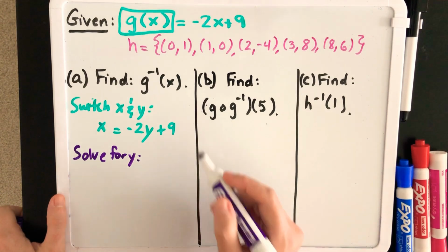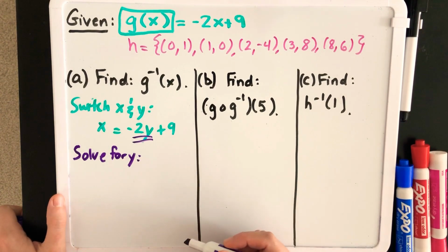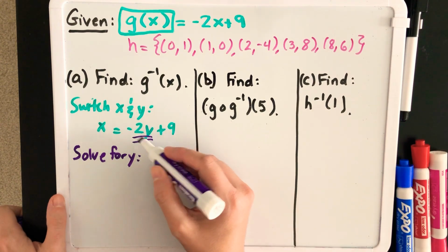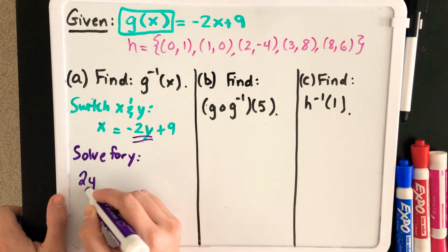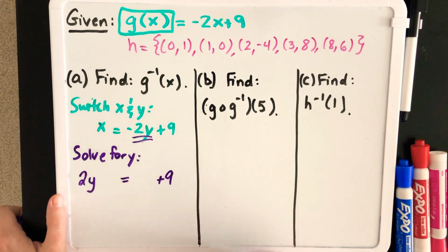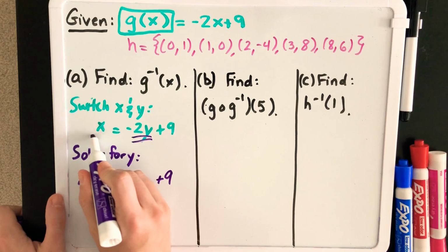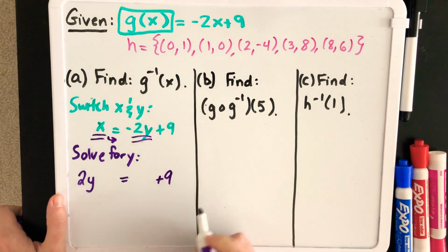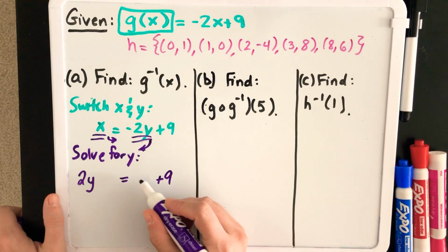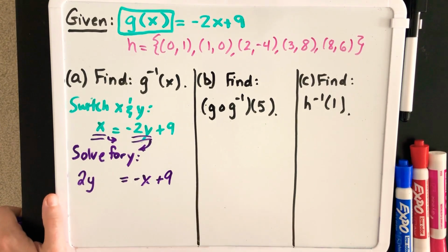So to solve for y now, I need to get negative 2y by itself. So I could do that a couple of ways. One easy way is to add 2y to both sides. So I'd have positive 2y on the left. I still have this plus 9 on the right. But couldn't I also move this x to the other side by changing its sign? So I'm moving 2y to the left and x to the right. So it would now become negative x.